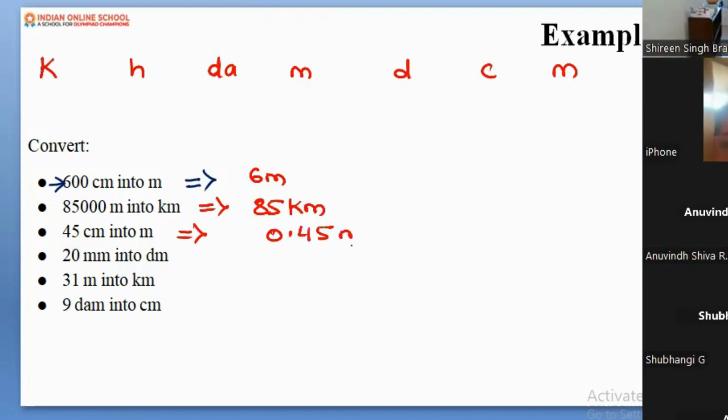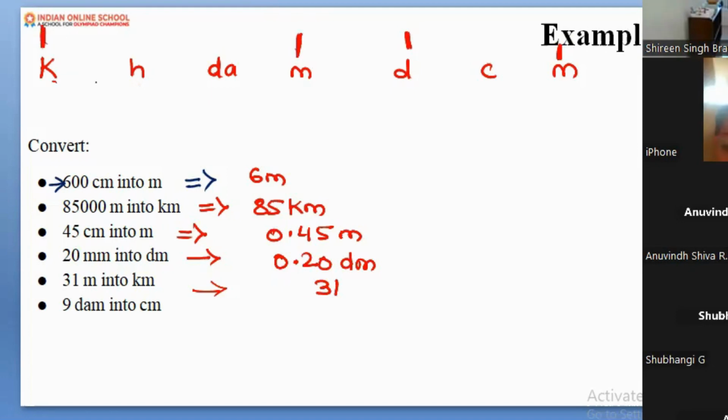Very good. Now, if I need to convert 20 milliliter into decimeter. Then 0.20. Very good. Now, if I need to convert 31 meter into kilometers. 0.31 kilometers.